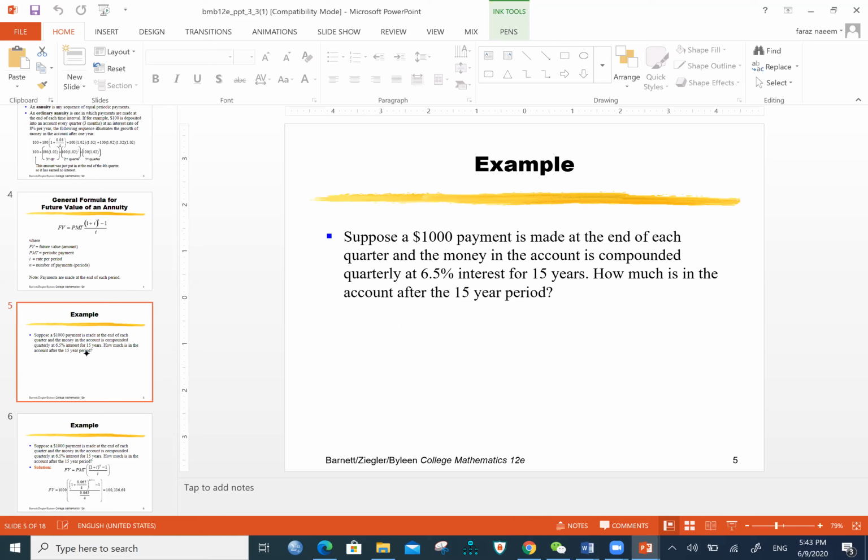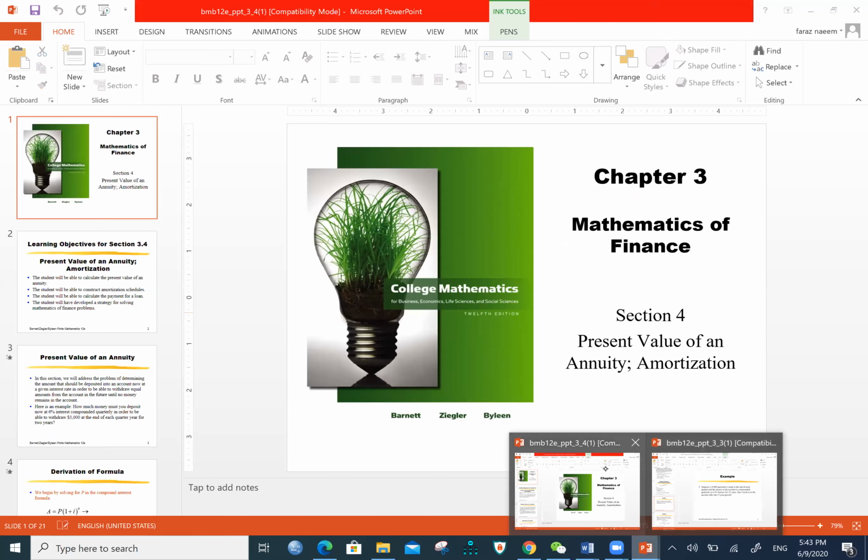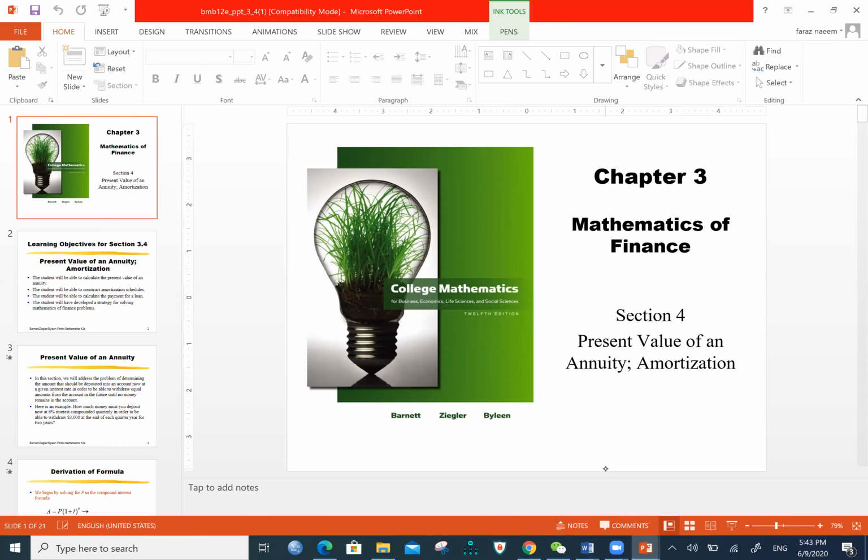If you read this example, you will know clearly that after 15 years you will have a huge amount in your account. Suppose $1,000 payment is made at the end of each quarter and the money in the account is compounded quarterly at 6.5% interest for 15 years. After 15 years, you will have a lump sum amount in your account. Is that clear? Yes. What's the difference between this and the present value? I am coming to that.